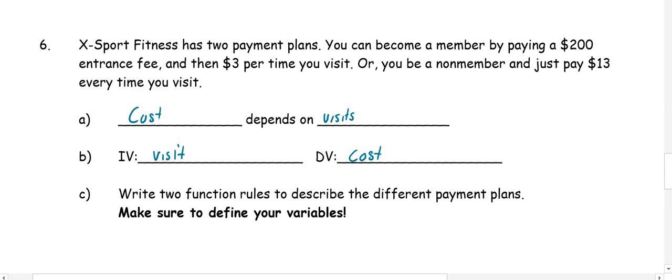So if we have 2 function rules, we have if you're a member and if you're a non-member. If you're a member, your cost is going to be $200 plus $3 per visit, so 3V. If you're a non-member, there is no cost to join, but you're paying a higher price per visit, so you're paying $13 per visit.